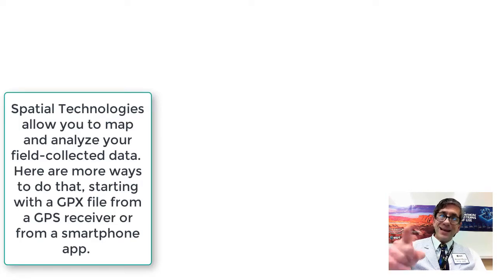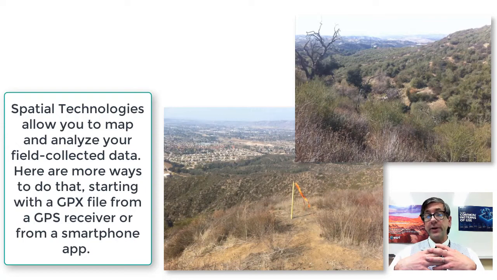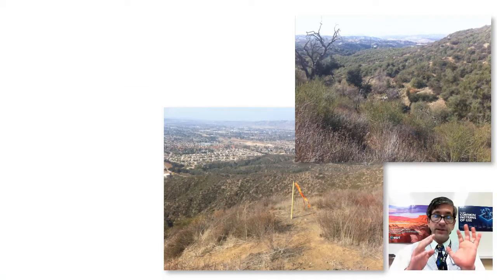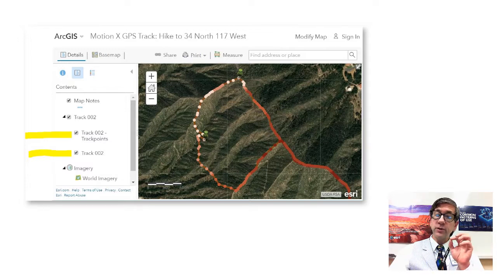Let's create your own map from field data. Now, to build your own map with the same type of data that was used for the Chaparral hike that you examined earlier, you will use a GPX file from the Motion X GPS app. Let's go ahead and leave that Chaparral hike open in a web browser because you will return to it in a bit.